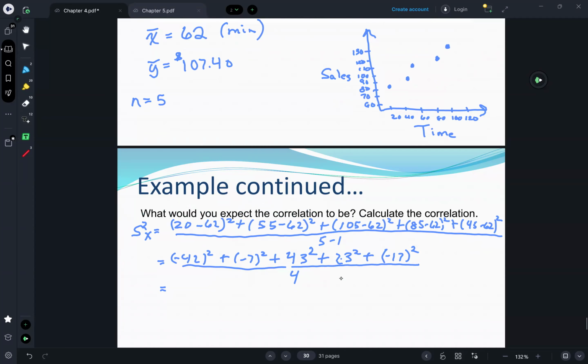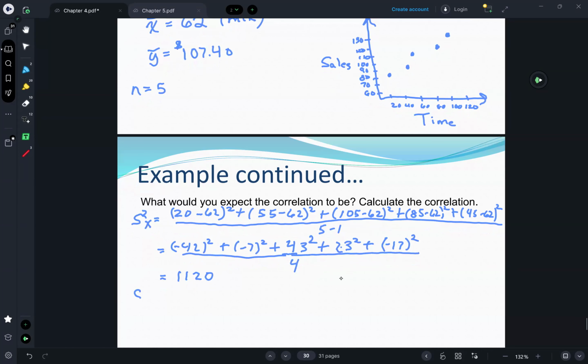If you work that all out. Give you a moment to work all that out. It ends up being 1120. But we're not done yet because we want to get the standard deviation. So to get that, we need to take the square root of that, which is going to be 33.4664.